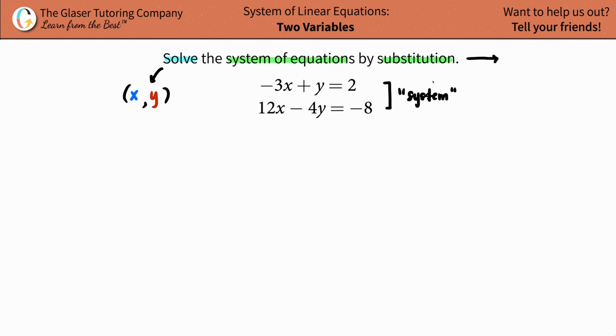The first rule of substitution is to get one of your equations, so let's label this equation 1 and equation 2, into either x equals or y equals. Now, in theory, it does not matter which one you choose. So you could change this negative 3x into x equals, 12x into x equals, negative 4y into y equals, and the y into y equals.